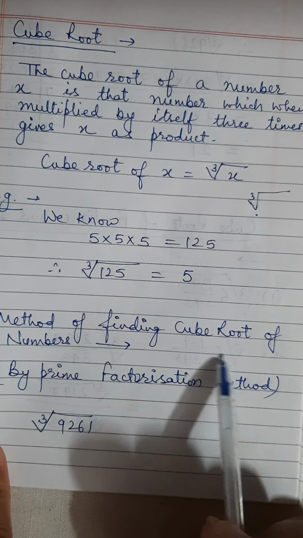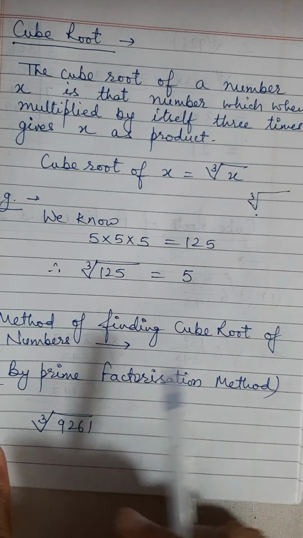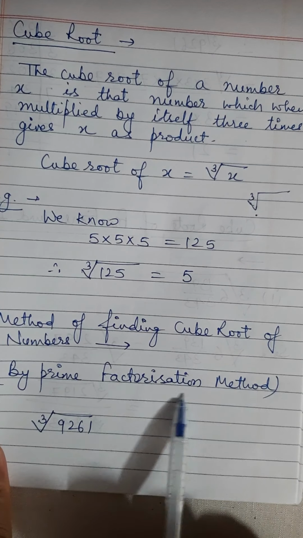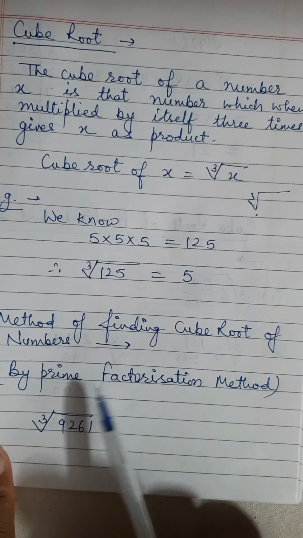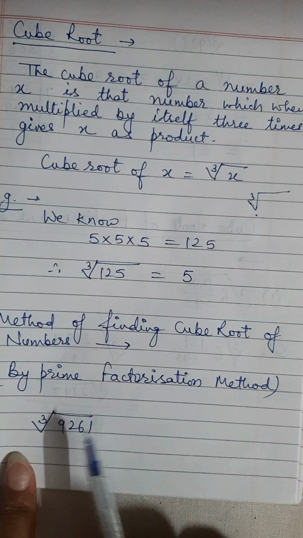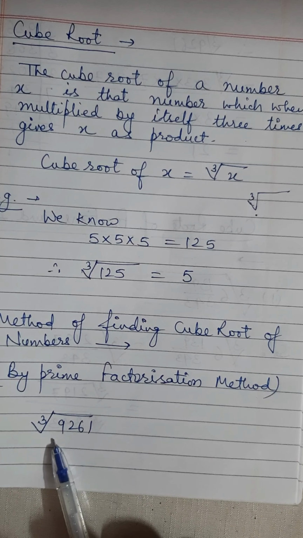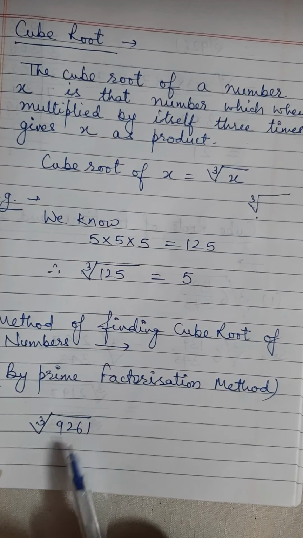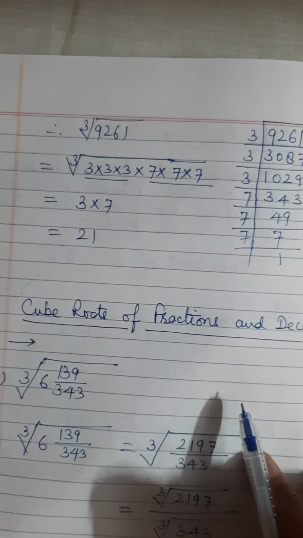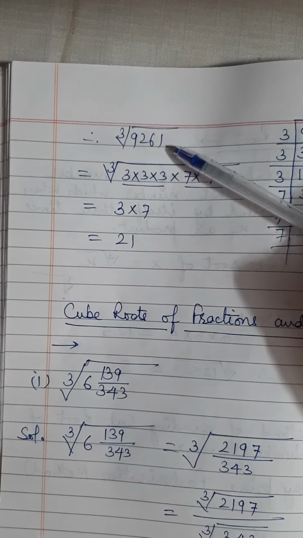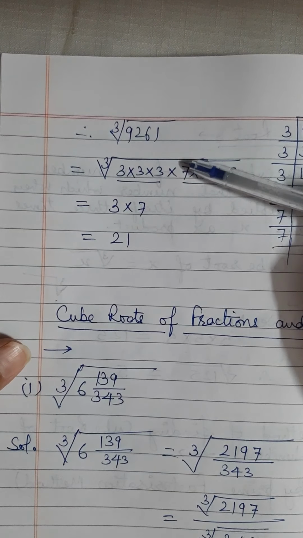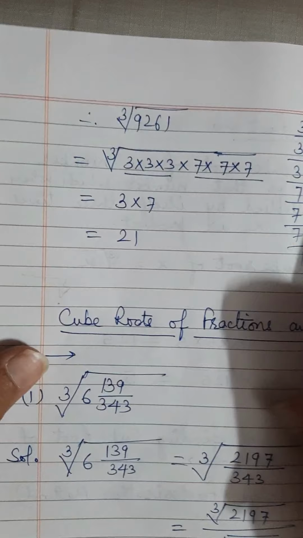Now how can we find the cube root? The method of finding cube root of numbers, and we are doing this by the prime factorization method. Here we have been given a number 9261 and we have to find the cube root of this number. We have to find the cube root of 9261 and we are using the prime factorization method.